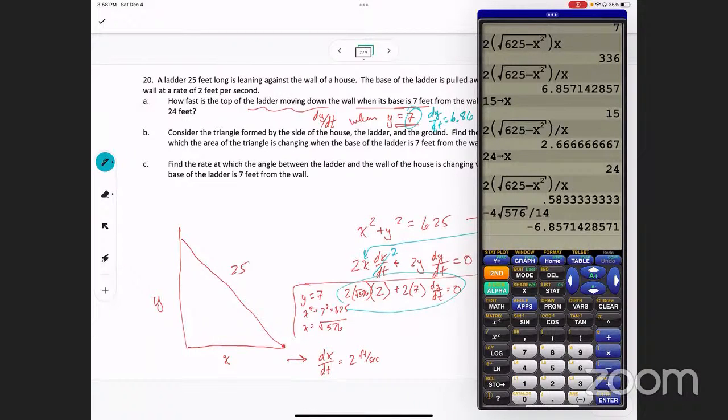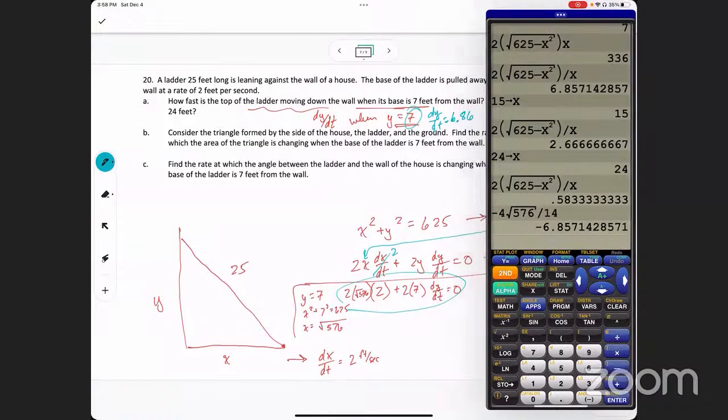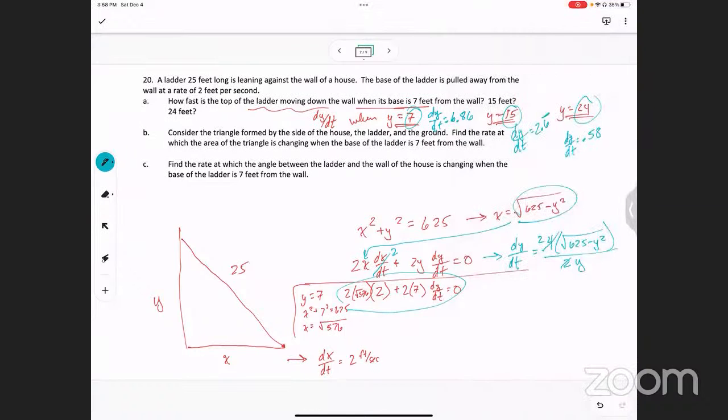But we didn't call it a negative because it just said how fast is it moving down. It already said moving down. So I guess you could maybe write negative 6.85, or 6.86. I'm not sure if you should write the negative in there or not. But technically it's going down, so it's a negative number. Feet per second. Okay.